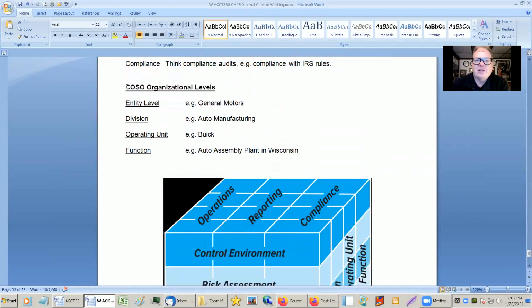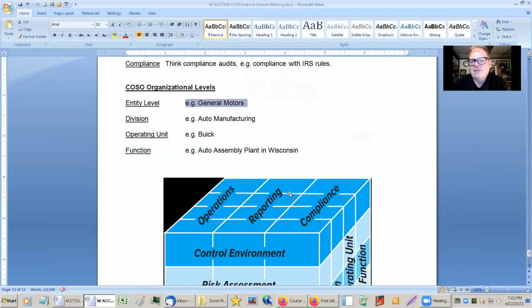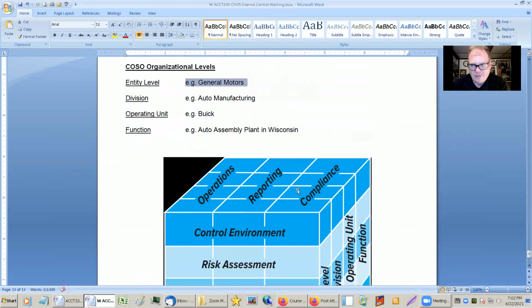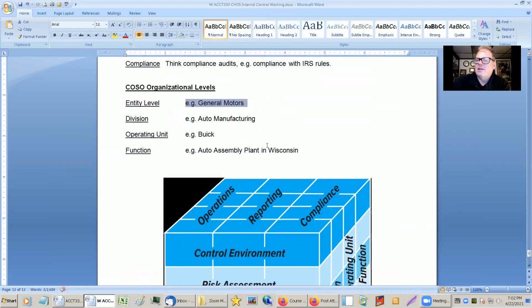And so here's a breakdown of the levels. At the entity level, you have General Motors, the company General Motors. So there are controls that relate to that very high upper level, the entire company kind of thing. Going down to the divisions. Now, General Motors does a bunch of stuff. Well, they make autos. I'm sure they have a financing arm. They used to do trains and stuff. I don't know if they do that anymore. But anyway, one of their divisions will be the auto division, and make automobiles.